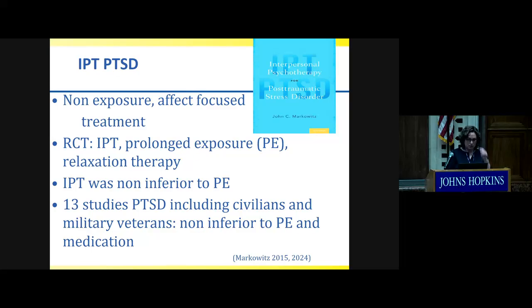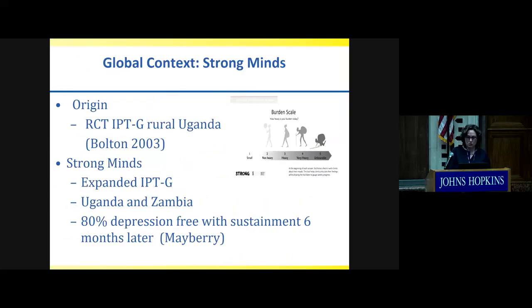John Markowitz also completed a review of 13 studies of individuals with PTSD, including civilians and military veterans, and found that IPT was non-inferior to prolonged exposure and medication. So one last, this shows the global context, the global reach of IPT.